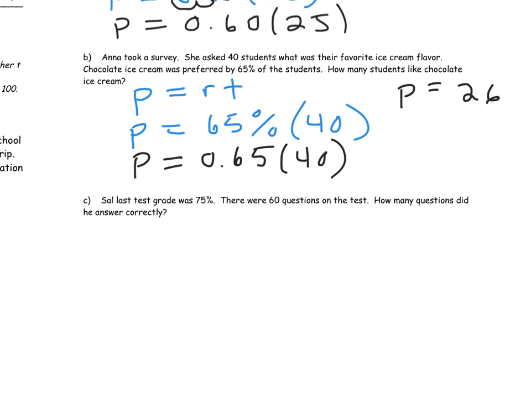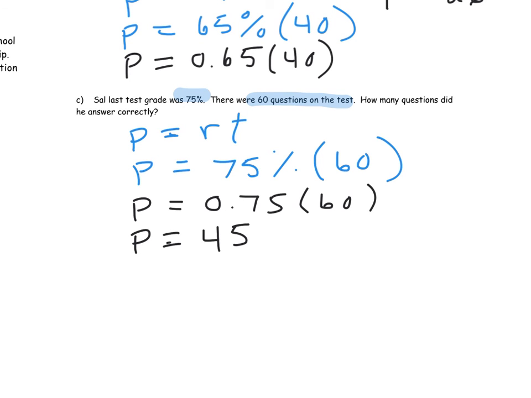Would you please complete letter C on your own? Pause the video now and then look back at the answer. Check back for the answer. The answer should be 45 questions answered correctly. Here's the percent, and there were a total of 60 questions on the test, and it asked how many questions did he answer correctly. So we would write this in sentence form. Sal answered 45 questions correctly.